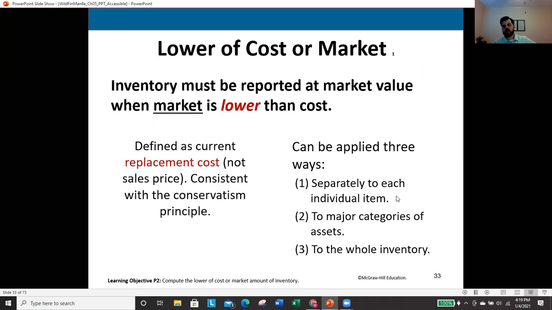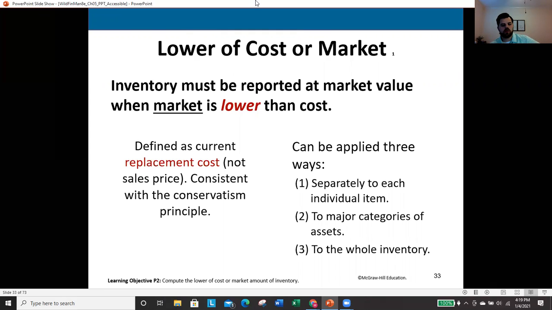Now, the next idea is what we call lower of cost or market. So, what this tells us is that inventory must be reported at market value when market value is, notice, lower than cost. Notice the name here, lower of cost or market. It's not higher of cost or market. It is the lower of the two. Remember in chapter 1, we said inventory, specifically an asset, but in this case, we're concerned about inventory, must be reported at cost. That was called the historical cost principle. And that is still true.